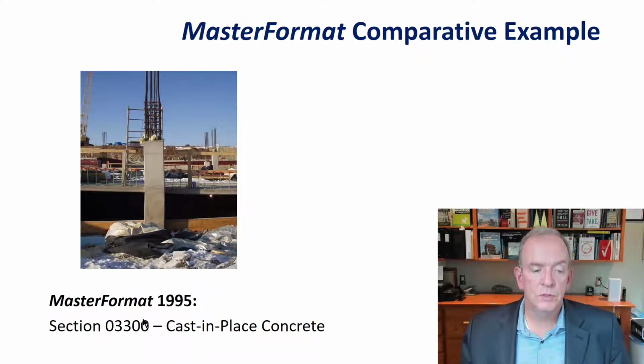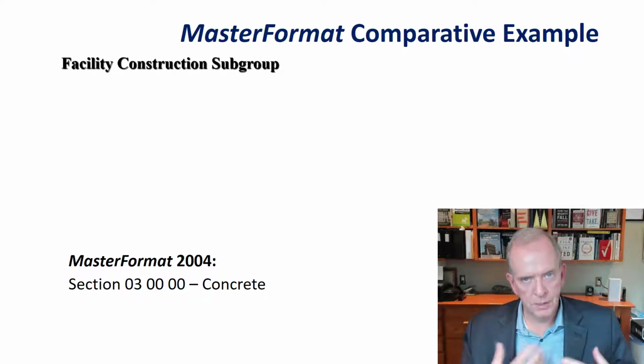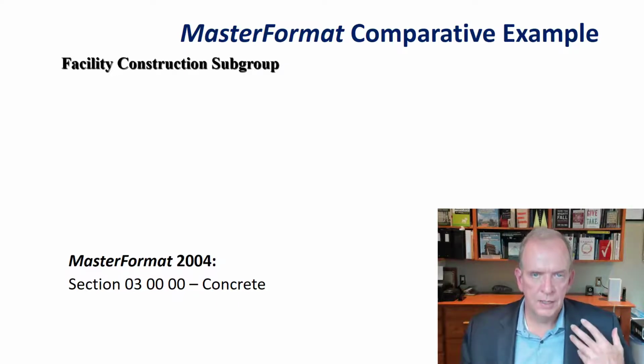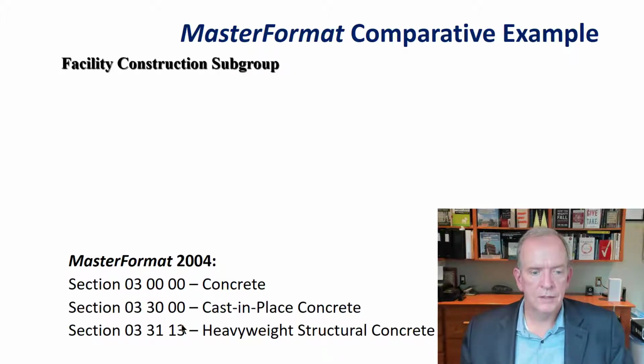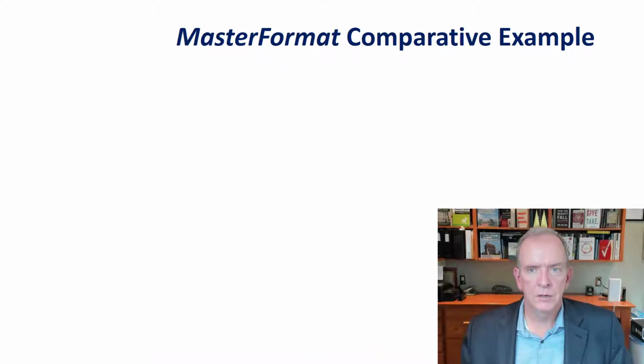Cast in place concrete is still going to be division 3, so it's going to be in the same area. And if we go here, it'd still be under division 3. You notice that all those sections that were the same are the same here as well. It's really when you get into the specialty trades and the site conditions aspect that they separate out. In building systems, they definitely separate out. So cast in place and cast in place concrete, heavy weight structural concrete, just detailing it further and further, and that's MasterFormat 2004.